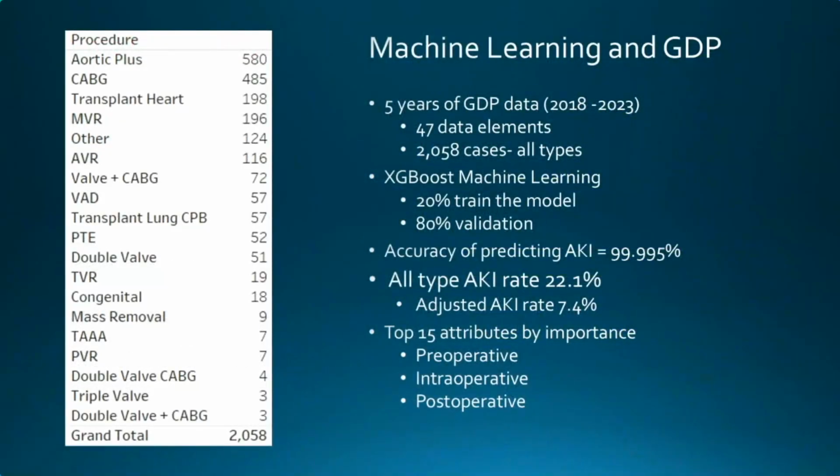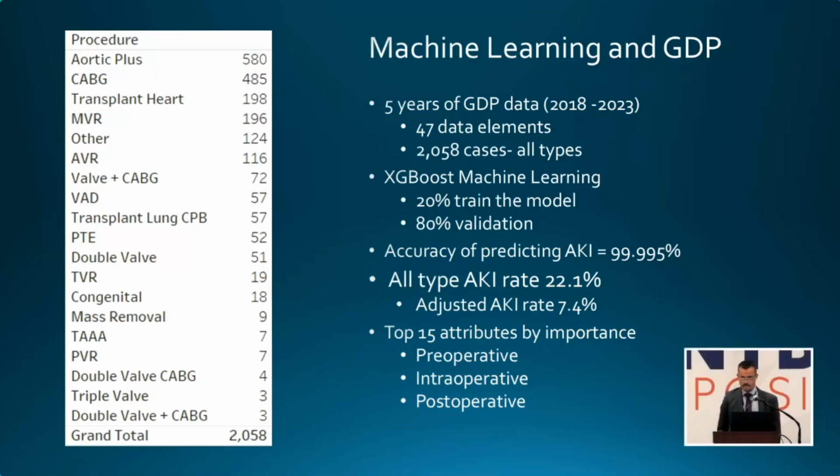So we took 2,058 cases. This is the breakdown of these cases. As you can see, our case mix is probably slightly different than yours, but we are an aortic-centric program. And went through XGBoost machine learning.